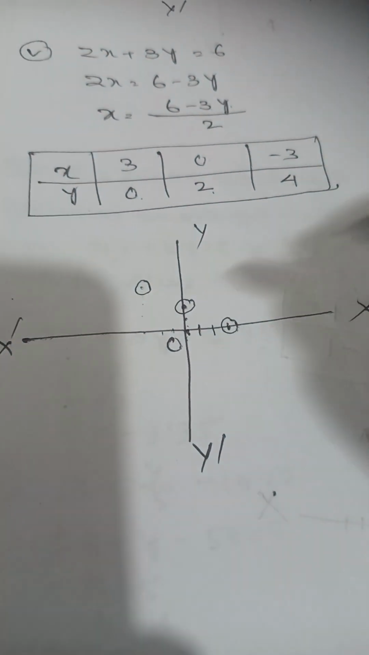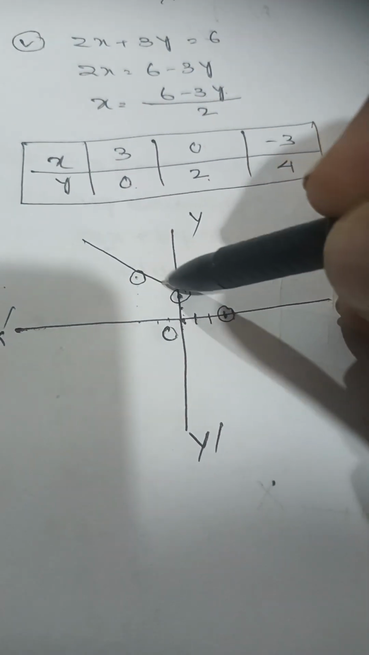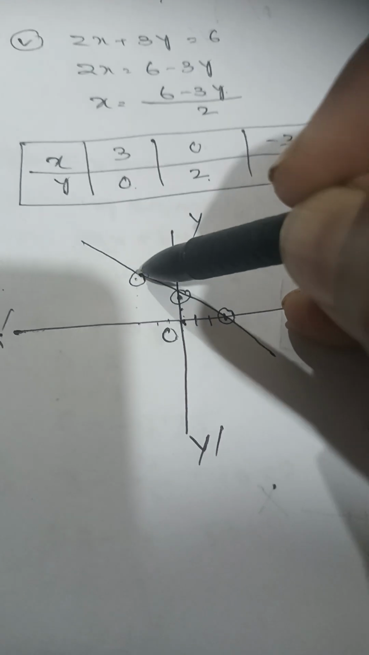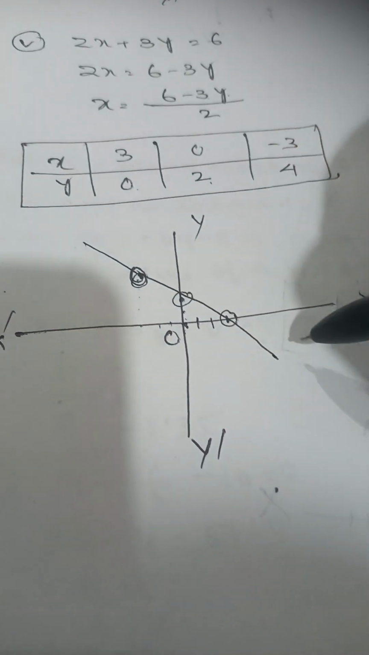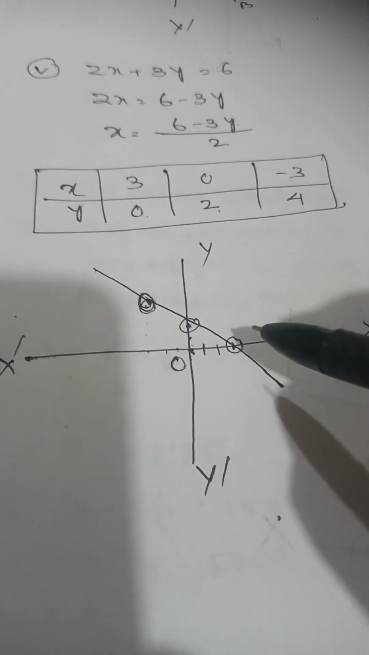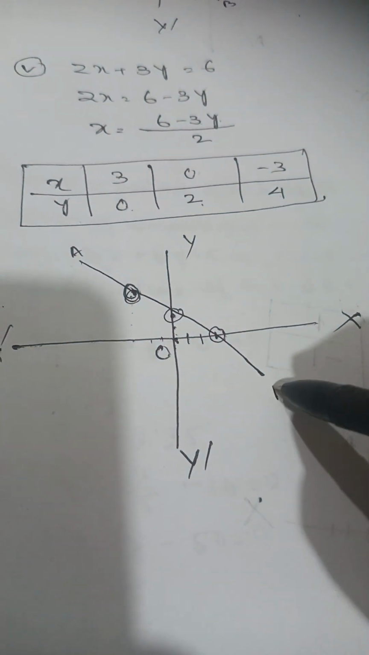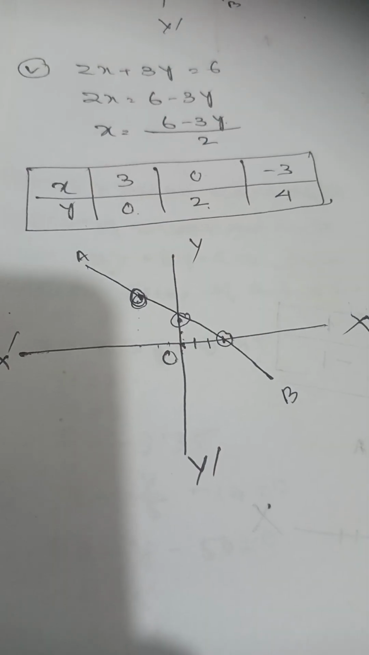Okay. Now you see these 3 points. With the help of a scale you join all these 3 points. Since we are doing it by hand, some problem should be there, but if you do it using a scale, it will be all correct. Okay, this is AB, you write AB. So I have completed number 5.